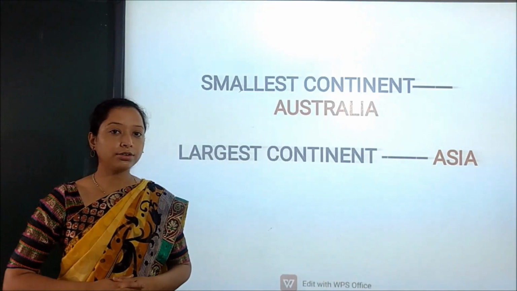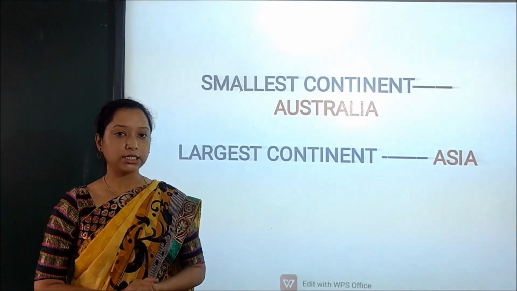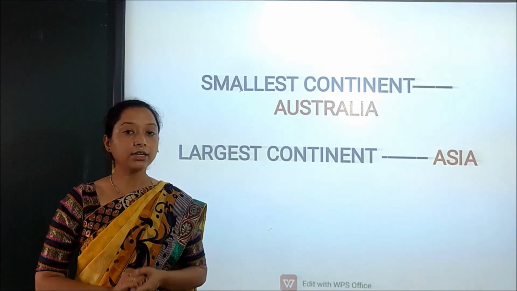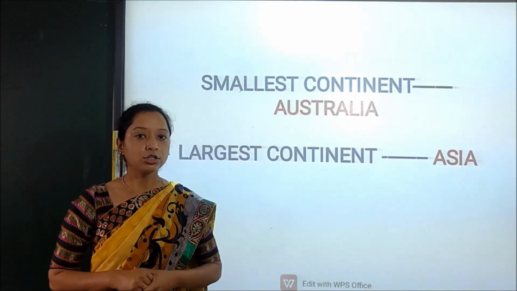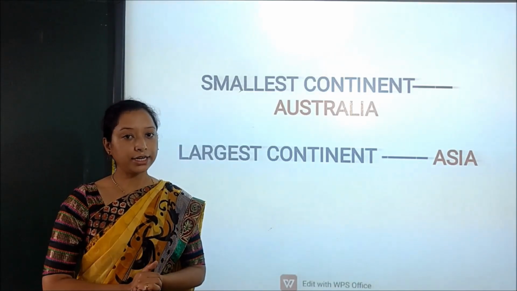Now, do you know, children? There are land masses. Those are called continents. And continents are divided into countries. And countries are divided into states. So this is how the big land masses are divided.